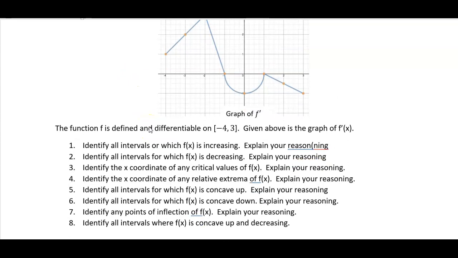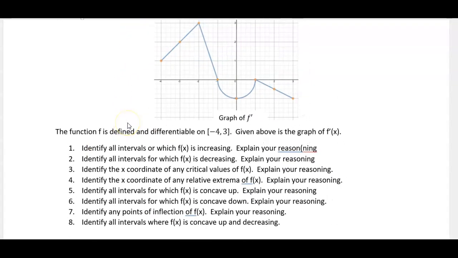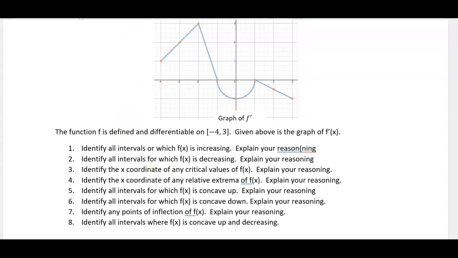Okay, so I want concave up and decreasing. So let me highlight those again. Concave up and decreasing. So concave up, when does that happen? That happens when the second derivative is positive, and that happens when my graph of f prime up here has a positive slope. So here is concave up, and here is concave up.